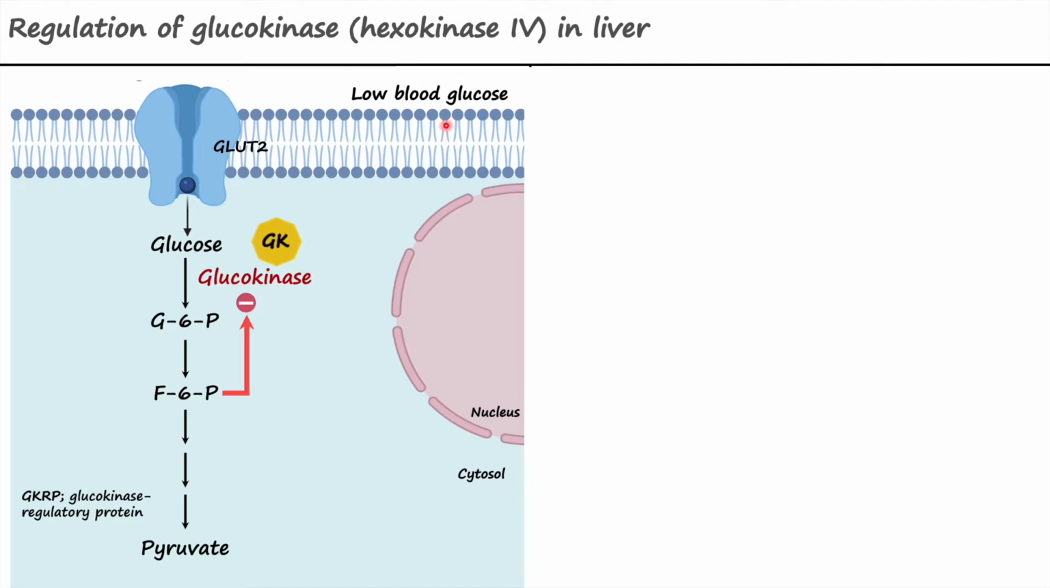So in the presence of low blood glucose, fructose 6-phosphate inhibits glucokinase by translocating glucokinase into the nucleus. And in the nucleus, glucokinase binds with a nuclear protein called glucokinase regulatory protein. So the glucokinase regulatory protein indirectly inhibits glucokinase by trapping it in the nucleus and rendering it inactive, and therefore glucokinase cannot be involved in converting glucose into glucose 6-phosphate, and hence the glycolysis pathway is inhibited.